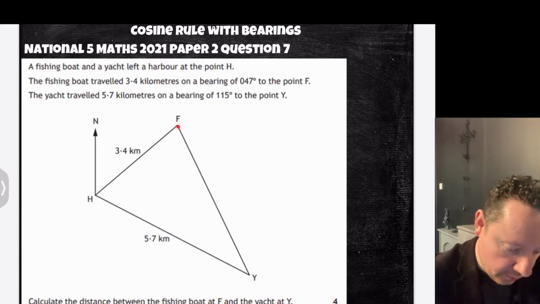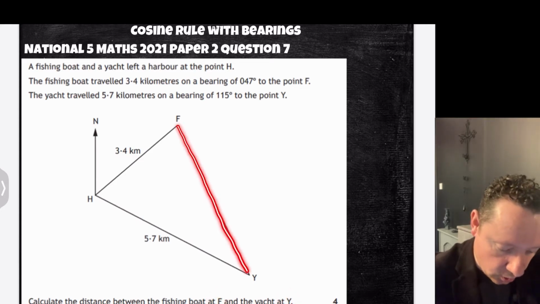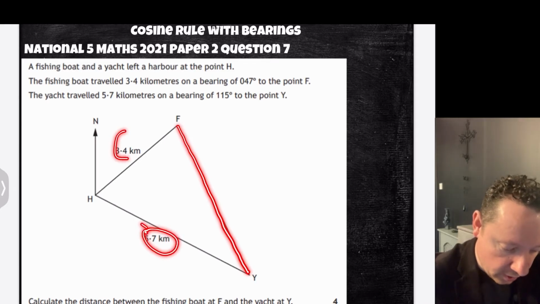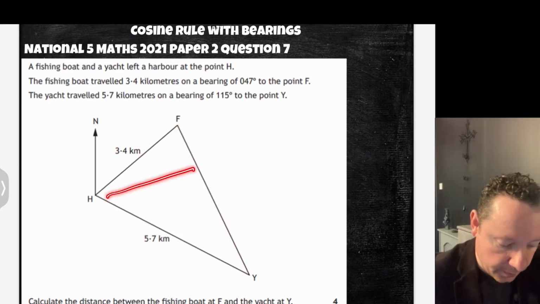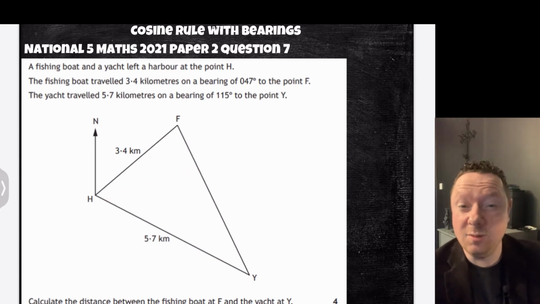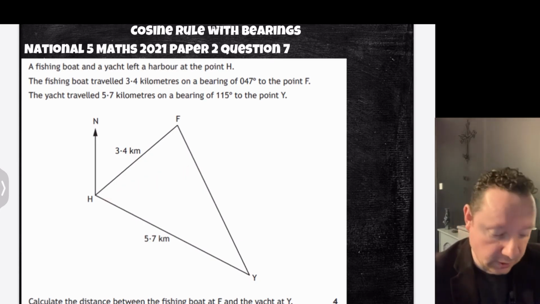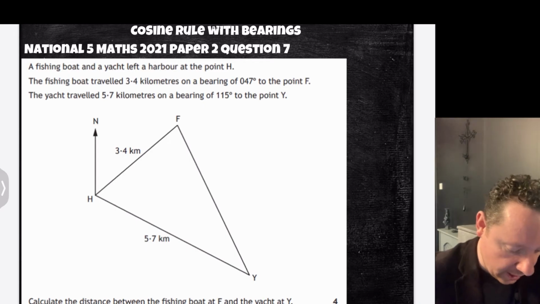So we have to calculate this distance here. I know it's going to be the cosine rule because I've got one side there and then the two other sides there. So the angle I'm going to need is this one. But with bearings questions, just calculate as much as you can before you get into your cosine and sine rule. So let's start annotating this diagram.